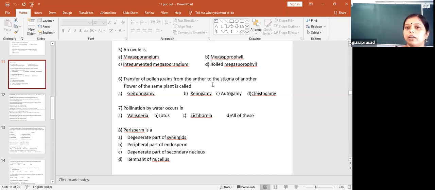So in xenogamy, different flowers present on different plants. In autogamy, the same flower, isn't it? Not a different flower. In autogamy, the same flower present on the same plant. And when the flower is bisexual, whether the same plant or a different plant doesn't matter, it happens in the same flower. So autogamy. Next, cleistogamy. There are two types of flowers: chasmogamous and cleistogamous.